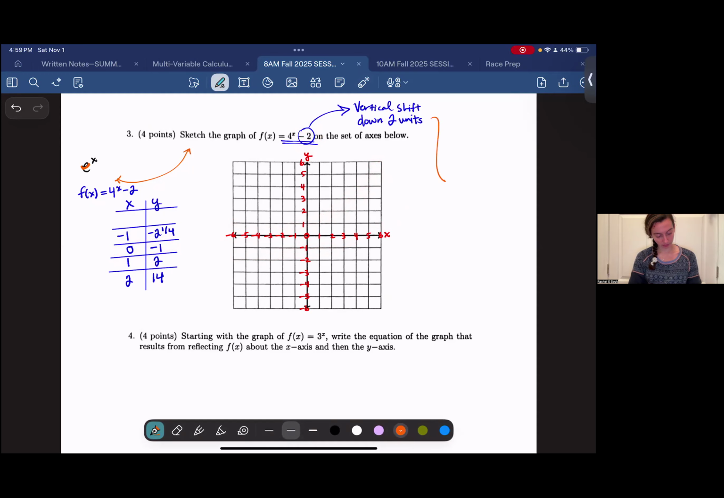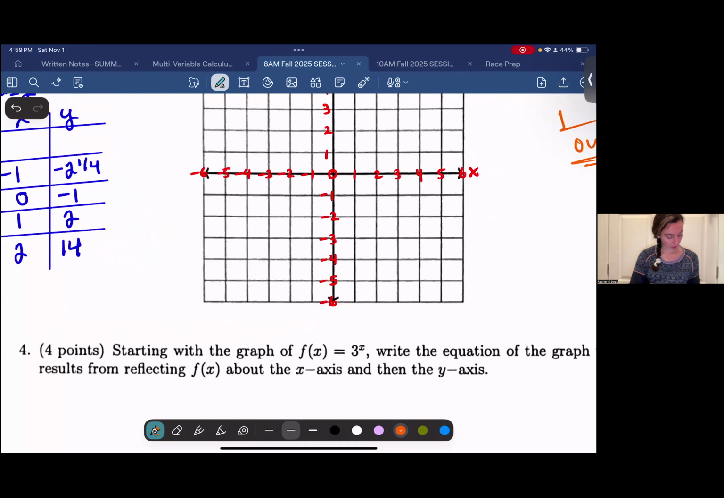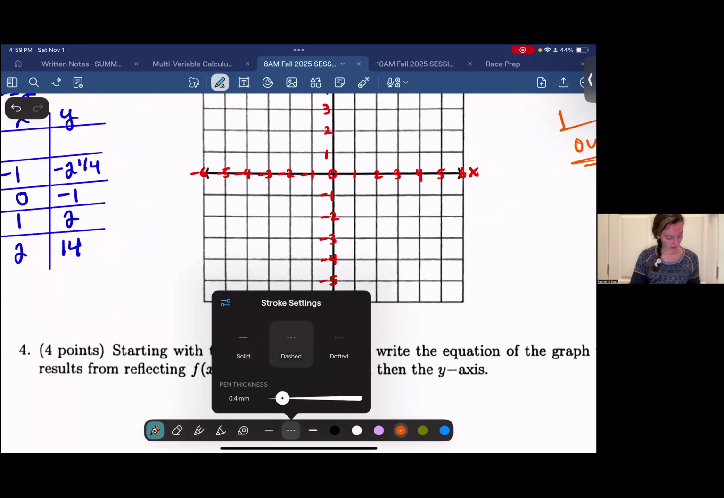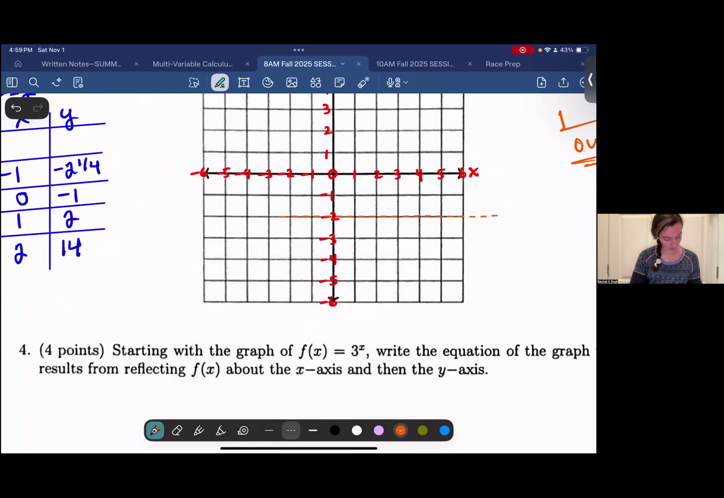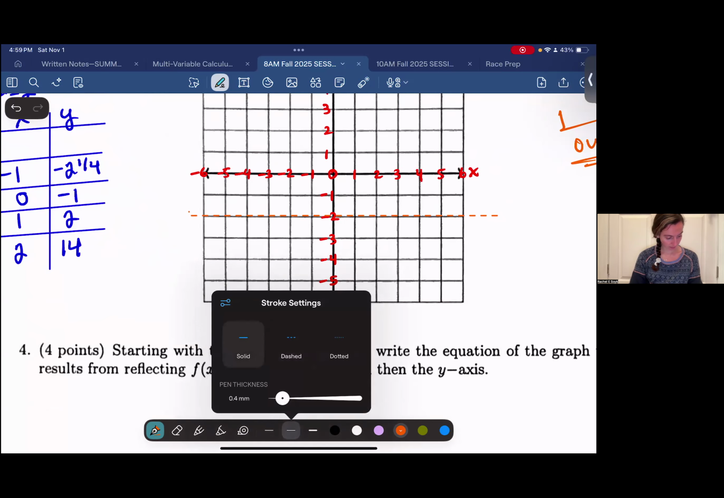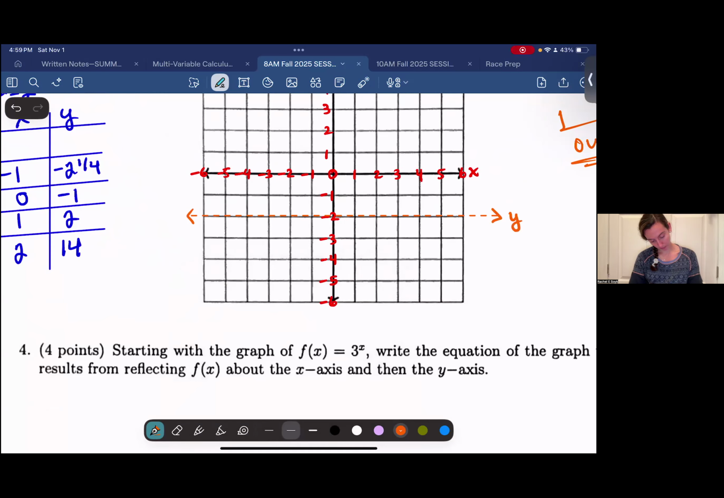So y equals negative 2. This is our horizontal asymptote. And we can go ahead and put that into our graph as well. Maybe I'll put it as a dashed line. Okay. And now I'll put HA for horizontal asymptote in parentheses. Now we can plug in our points that we created.